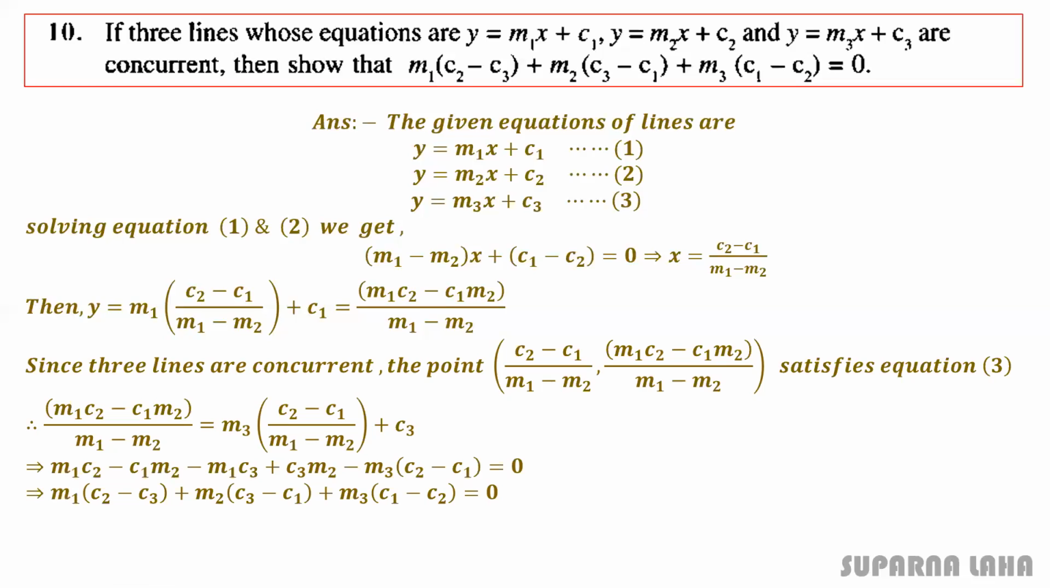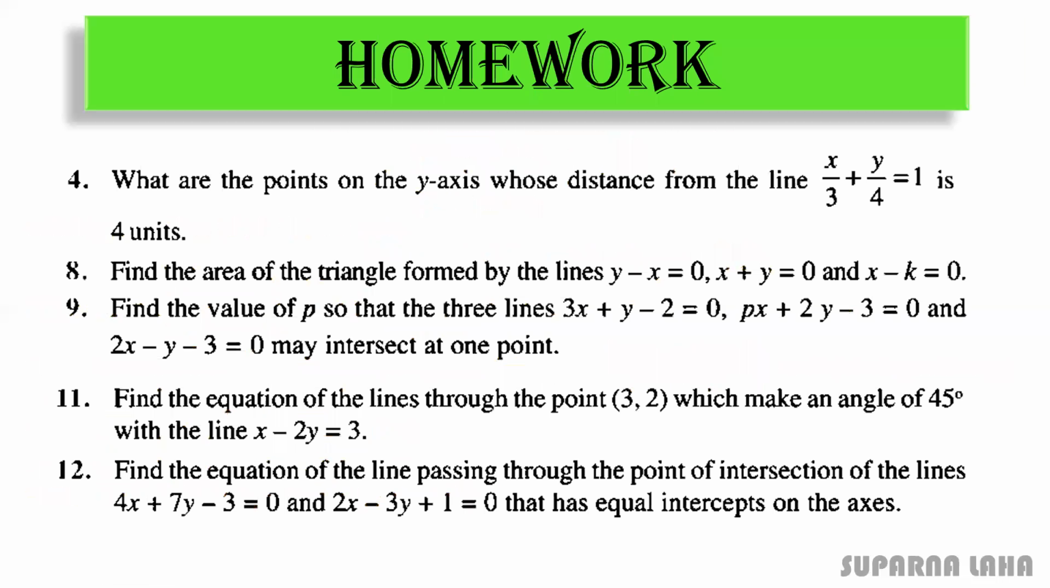So here is the homework from this miscellaneous part: question number 4, question number 8, question number 9, question number 11, and question number 12. The remaining problems we will solve in the next class. So solve these 5 problems: 4, 8, 9, 11, 12. They are very easy. Maybe question number 12 may be lengthy, but it's an easy question.